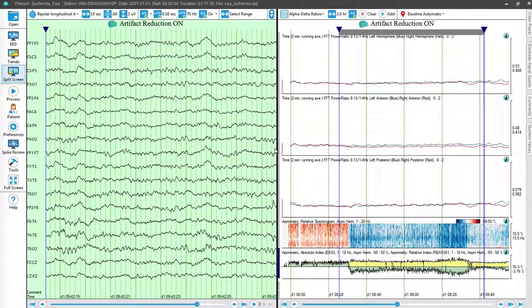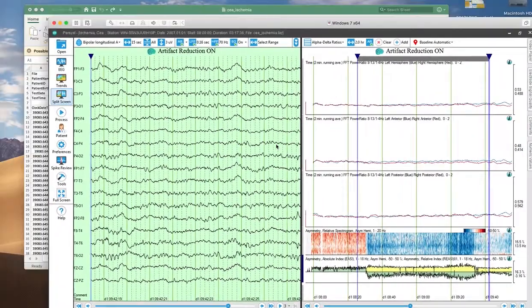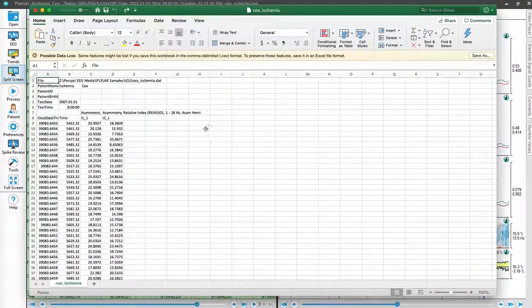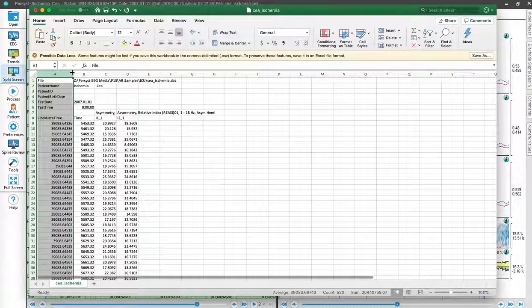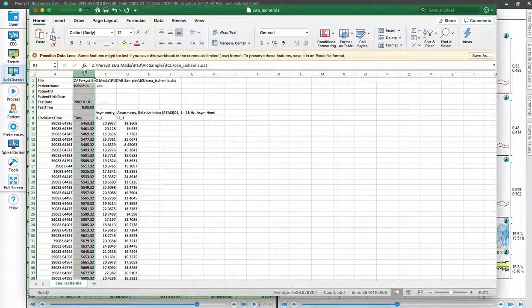So what do we get? Let's go ahead and bring it up in a spreadsheet. I'm going to switch the screen here quickly. Here's a spreadsheet with that opened. Columns to look at is the clock date time. Probably not going to use that very much. It is Microsoft OLE time. The next is the time column. That's going to be more useful.